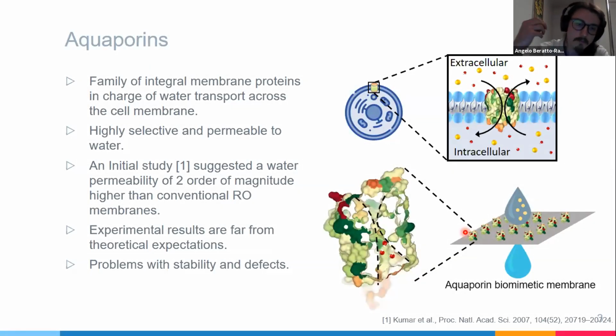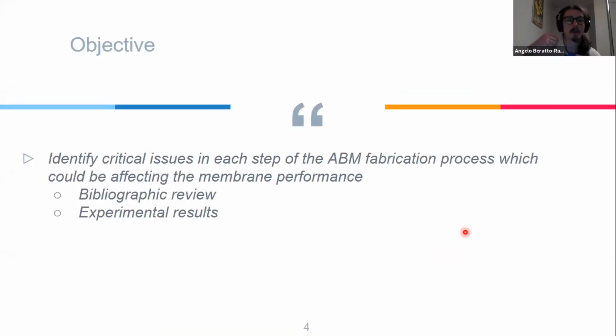These issues are evidently important, but there might be other issues that might not be covered completely by previous studies. So the objective of my research and this presentation is to identify critical issues in each step of the ABM fabrication process, which could be affecting the final membrane performance. Unfortunately, due to the COVID pandemic, my investigation got a little bit delayed. So now I'm going to cover this with a bibliographic review and some experimental results that I want to show you.